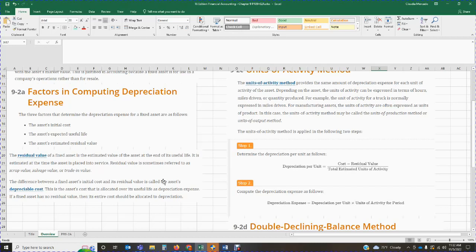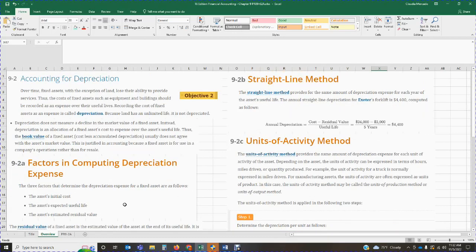Okay, so the difference between the asset's initial cost and the residual value is called the asset's depreciable cost. That is the actual amount that you're going to depreciate over the period of time that you're expecting the asset to be good for. So this is the asset's cost that is allocated over its useful life.